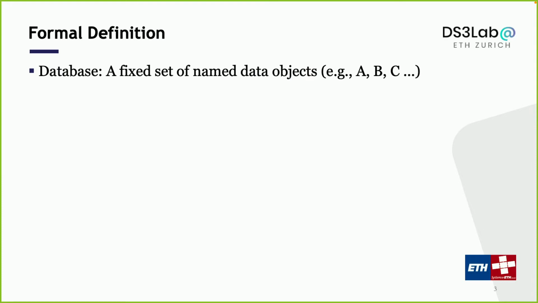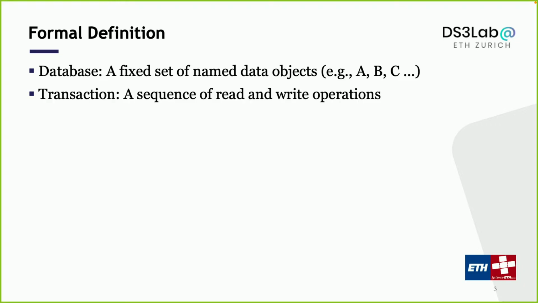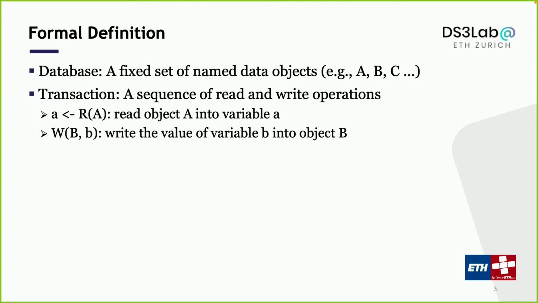So formally, what is a transaction? Let's try to refresh our memory. First, we think about a database as a collection of objects. Each object has a name, A, B, C, D, all types of things. It could be a table, a tuple, or a value. And each transaction is a sequence of read and write operations. Whenever you read something, you read it from the database into some objects in memory, and whenever you write something, you write it back.